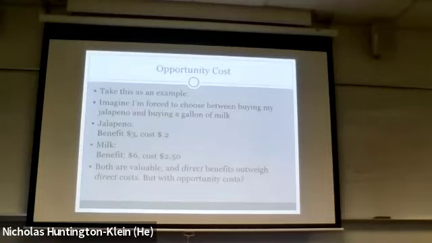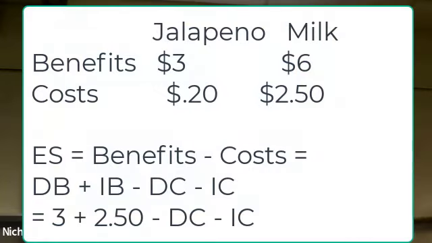Now remember, this is something that did not happen. So it's going to be something that it's good that it didn't happen. Yeah, you didn't have to pay $2.50. Exactly. If we got the milk, we would have had to pay $2.50. We didn't get the milk, so we don't have to pay $2.50. That's a good thing. So the indirect benefit is $2.50.